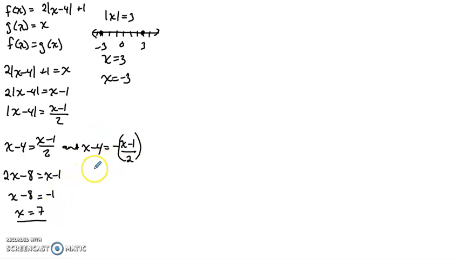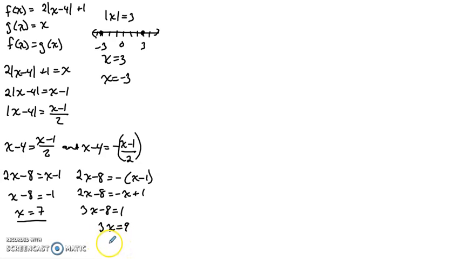The other case over here is x minus 4 equals negative x minus 1 over 2. Again, let's multiply everything by 2. So we have 2x minus 8 equals negative x minus 1. Let's take this negative all the way through in our next step. 2x minus 8 equals negative x plus 1. We can add x to both sides, so we get 3x minus 8 equals 1. We'll add 8 to both sides, so we get 3x equals 9. Divide everything by 3, and we get x equals 3.